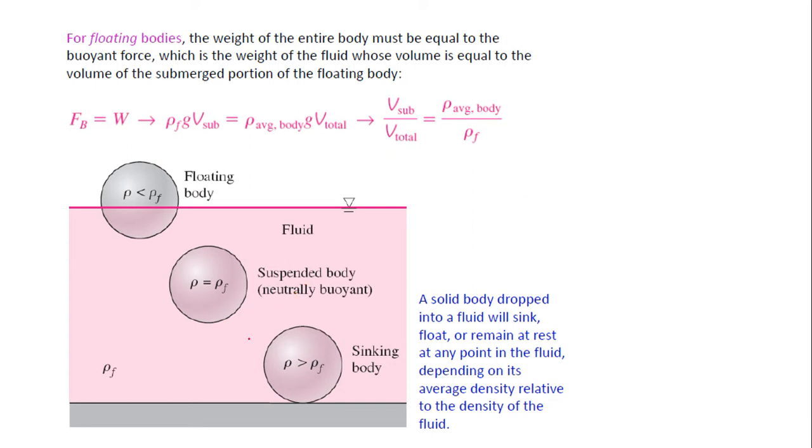And the third scenario, where the rho of the object is larger than the rho of the fluid, that means the object will sink until it reaches the floor. So you have three scenarios, and in the question they might ask you about different scenarios. Okay, so a solid body dropped into a fluid will sink, float, or remain at rest at any point in the fluid, depending on its average density relative to the density of the fluid.